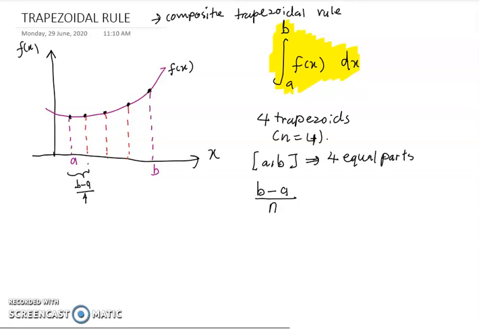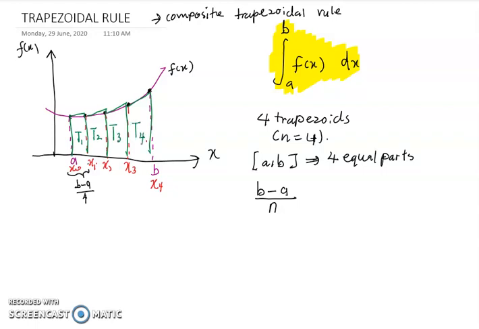Okay. So for now, I will name the first point here as x0, the second point is x1, x2, x3, and this b here is x4. Next, we are going to construct our trapezoids. So this is my first trapezoid, second trapezoid, third trapezoid, and the fourth trapezoid. So this is my T1, T2, T3, T4.